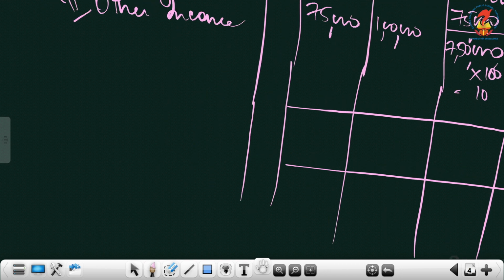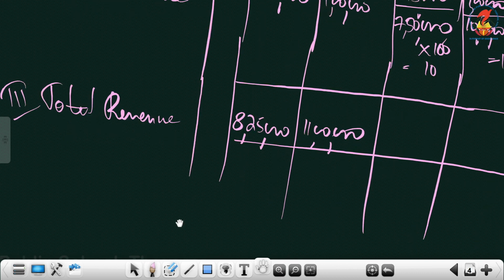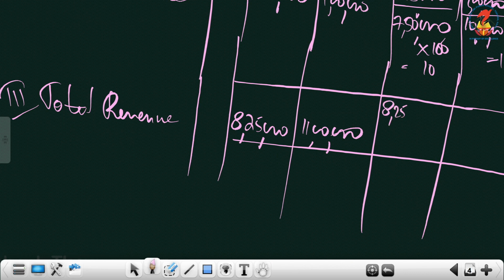Total revenues and total expenses. So here we will write the third category, that is total of revenue. Just add the 2019 figure, you will be getting 8,25,000 and the other 11 lakhs. And now you have to convert these two into percentage. So conversion like before, 8,25,000 by base revenue from operations into 100. So the percentage would be 110%.